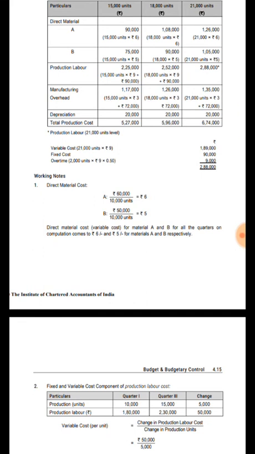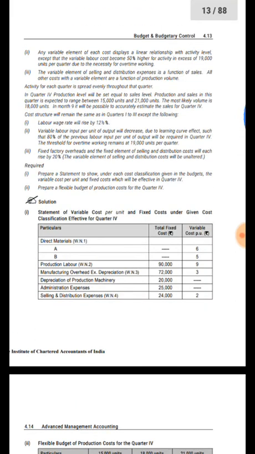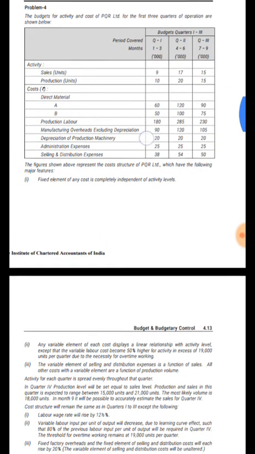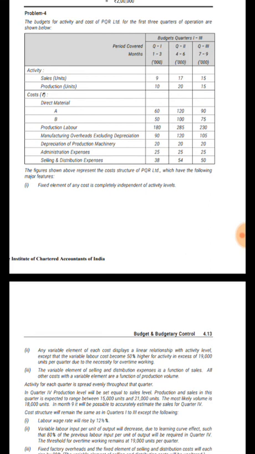How 50,000? See here, B is 50,000, A is 60,000. Both respectively divided by 10,000. For material A it is 6 rupees per unit, and for material B it is 5 rupees per unit. Fully variable direct material. Okay, done.